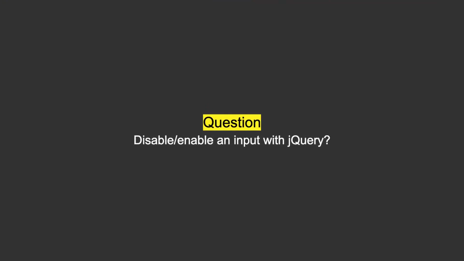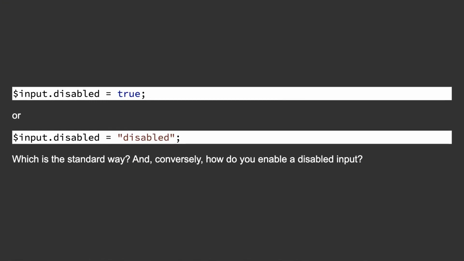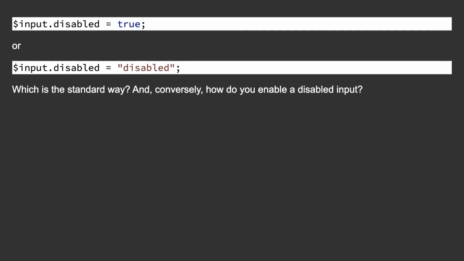Disable/enable an input with jQuery. $input.disabled = true, or $input.disabled = "disabled", which is the standard way. And conversely, how do you enable a disabled input?